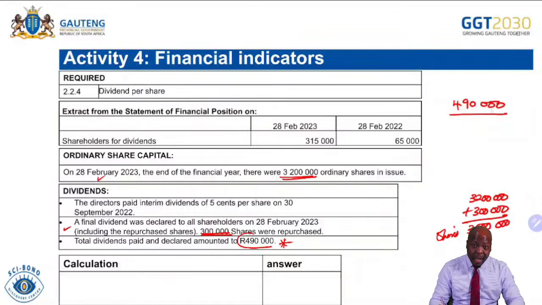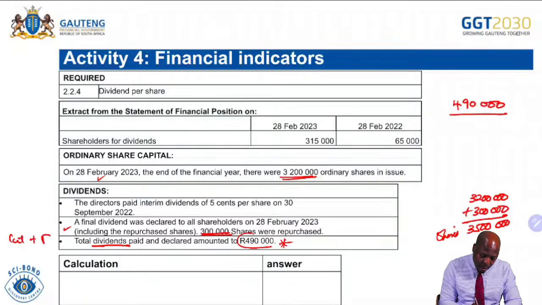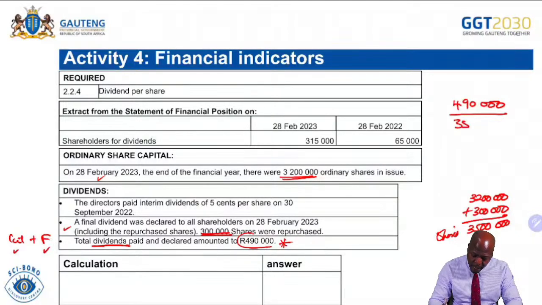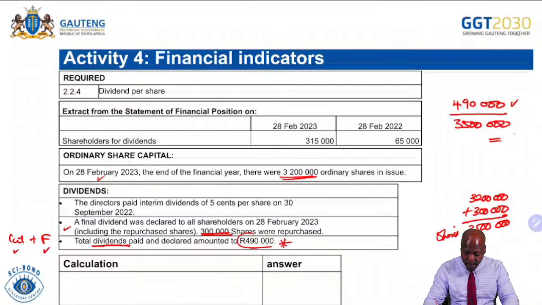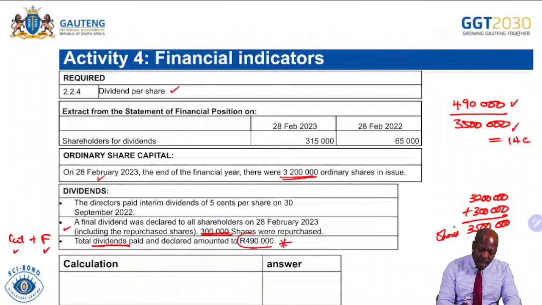So if you come here and take the 490,000, which is your total dividends. Remember, total dividends include interim plus final. So if you take the 490,000, you divide it by the 3.5 million shares, I want you to punch that in your calculators quickly. How much do you get? Okay, thank you. Someone is saying I get 14 cents. So that therefore becomes your dividends per share.